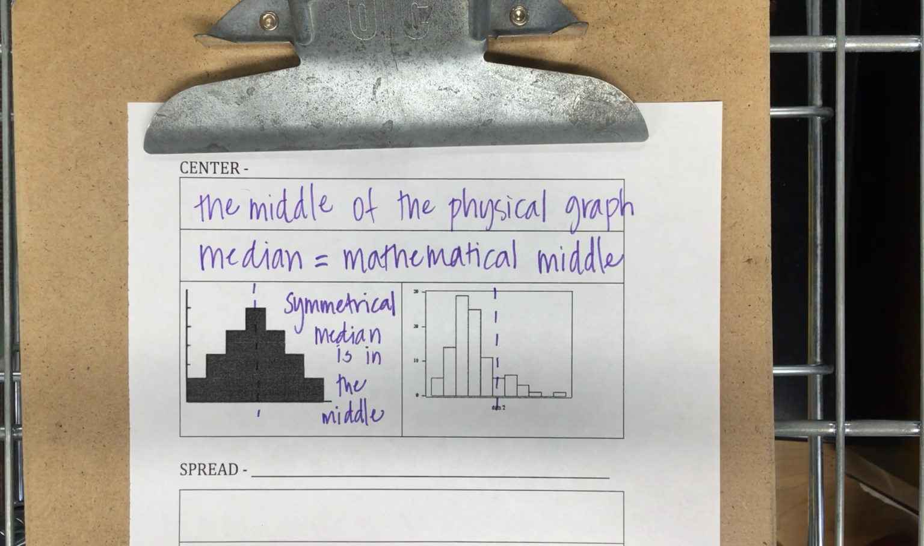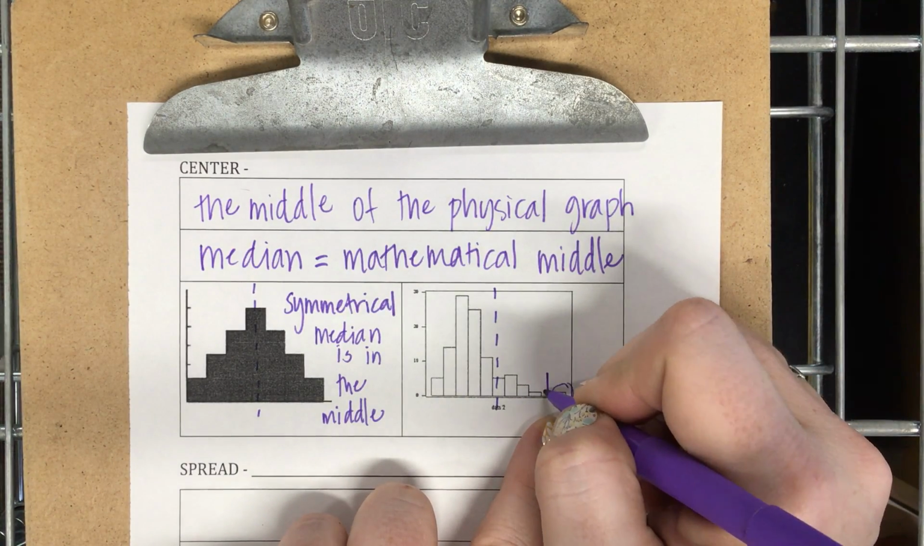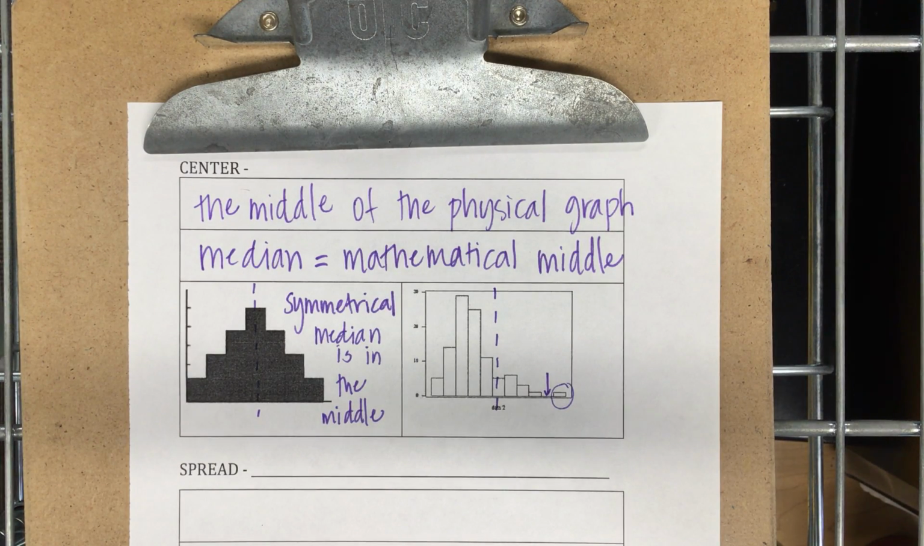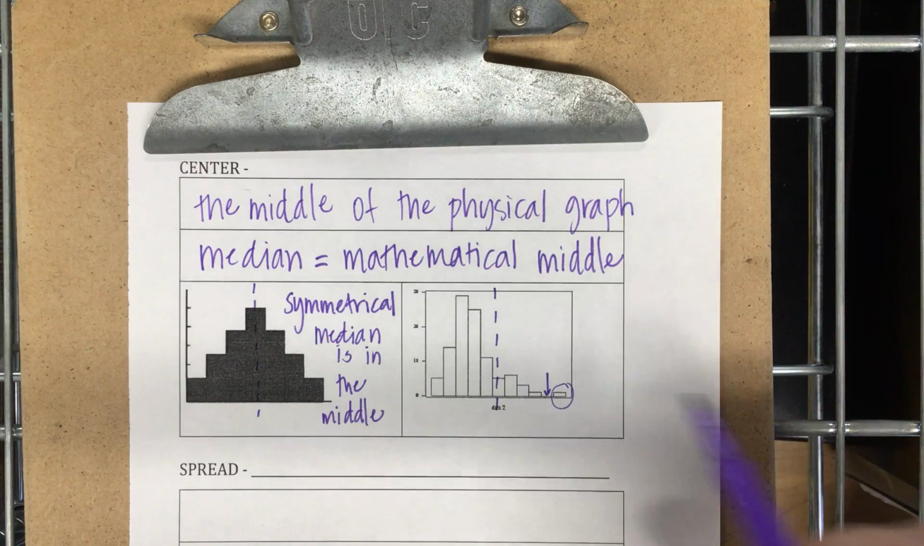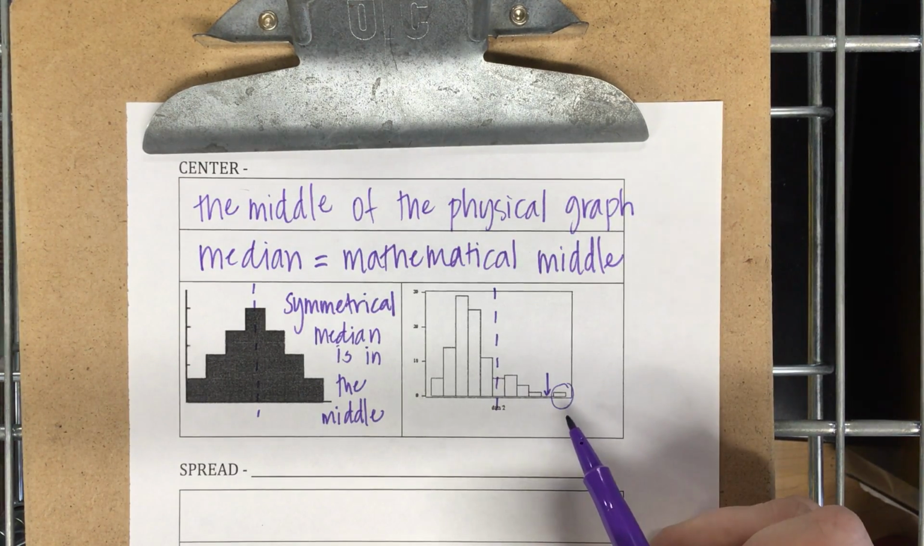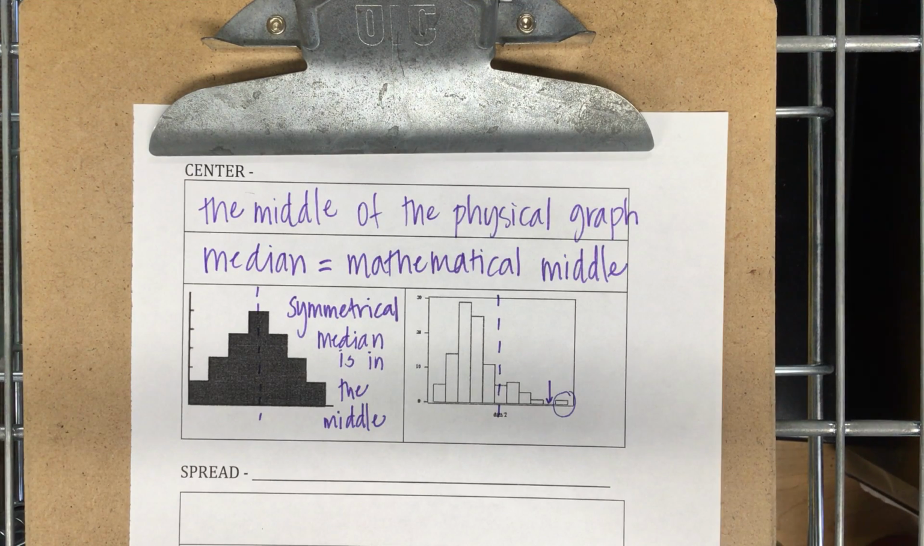So if I was talking about the center, I could talk about the skewness of this graph, right? What side is skewed? This is a right skew, a positive skew. I could maybe talk about the gap. Is this technically an outlier? I don't know because I don't have my actual data to figure it out. So I could talk about the possibility. I could talk about the gap.